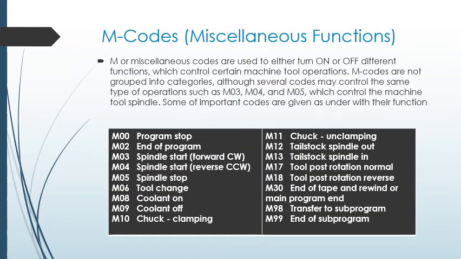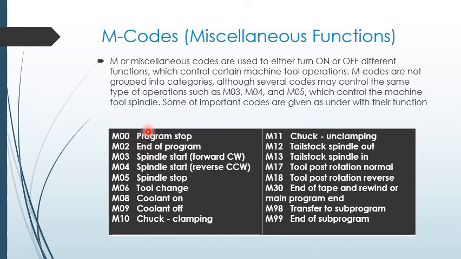In this slide we will see the M codes. I have listed some M codes, the miscellaneous functions. M codes are used to either turn on or off different functions which control certain machine tool operations. M codes are not grouped into categories, although several codes may control the same type of operation, such as M03, M04 and M05, which control the machine tool spindle. Some of the important codes are given in this table.